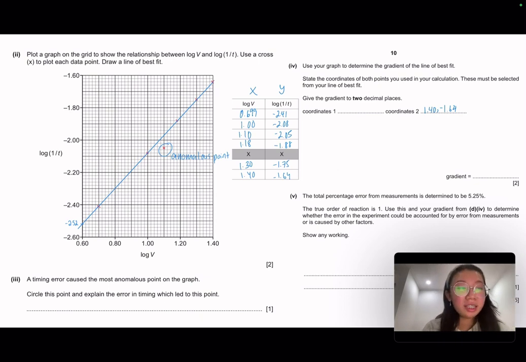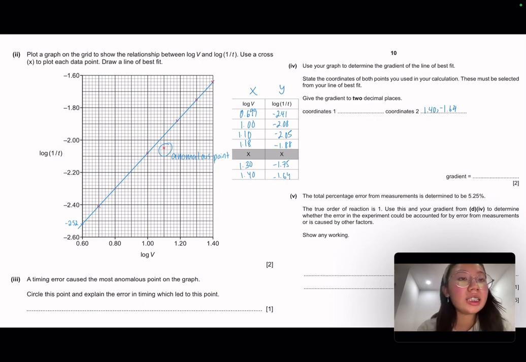Alright, okay. See, in this question, part three, they're already asking for it. A timing error caused the most anomalous point on the graph. Circle this point and explain the error in timing which led to this point.